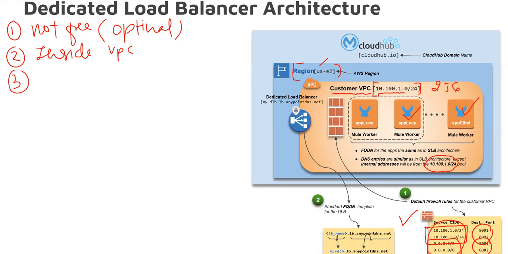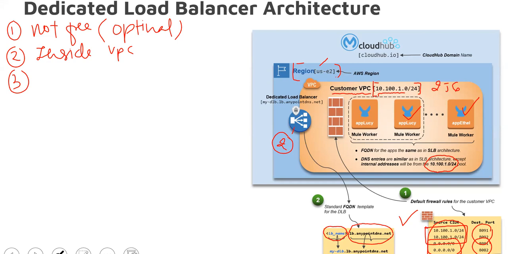Point number two, fully qualified domain name. So it has a template. If you select your DLB name as mydlb, then mydlb.lb.anypointdns.net. This part is fixed. This DLB, with the base license, will get deployed on two workers. Again, during the demo, I'll show you whether the DLB is deployed on two workers or not.